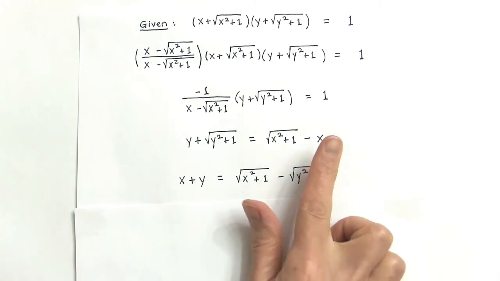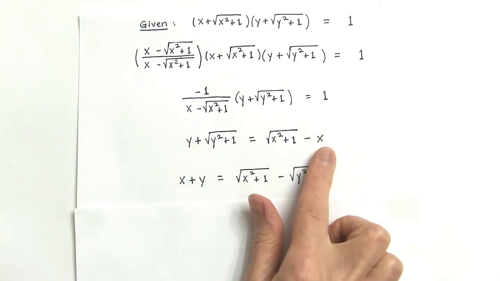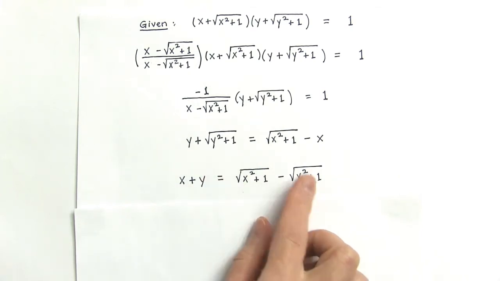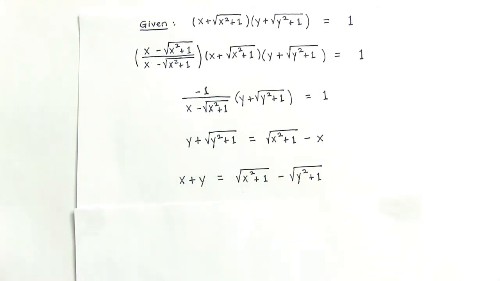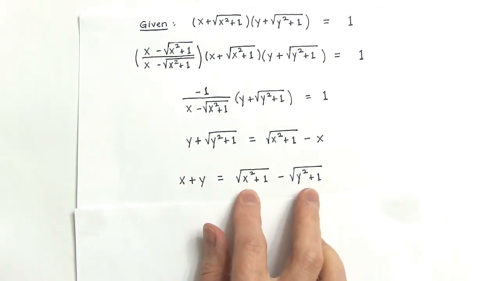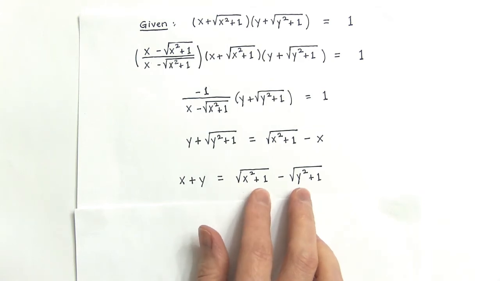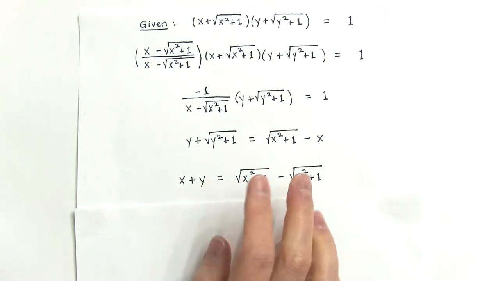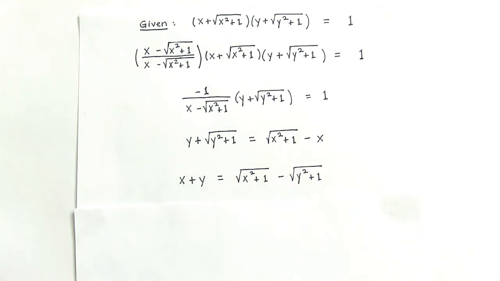So what I did was I added x to both sides of this equation, and I subtracted the square root of y squared plus 1 from both sides. And I conclude that x plus y is equal to this difference, the square root of x squared plus 1 minus the square root of y squared plus 1. Now the problem asks me to prove that x plus y is 0. What to do?